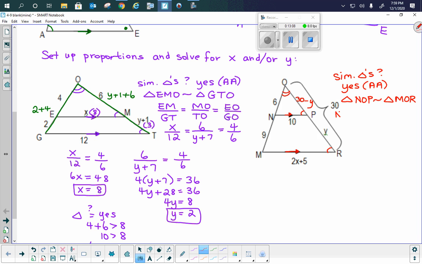Do your proportions. NO over MO. OP over OR. NP over MR. See if you can fill in your lengths. NO is 6. MO, M to O, would be 9 plus 6, so 15. OP is 30 minus Y. That's why we had to find that to begin with. OR. Oh, that's the marking. That was the 30. That was what that bracket was about. NP is 10. And MR is 2x plus 5.